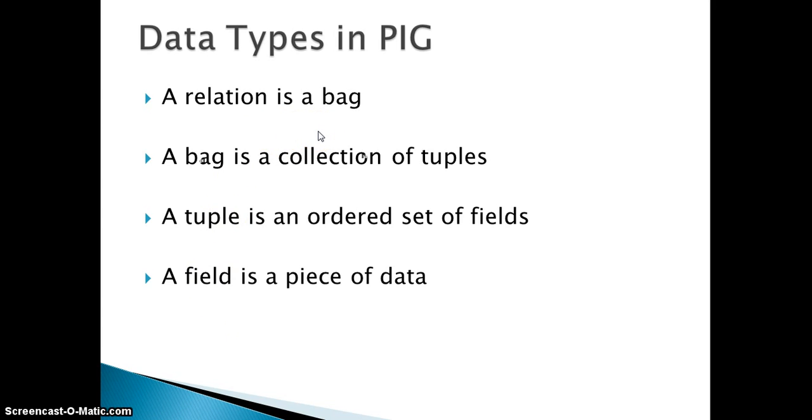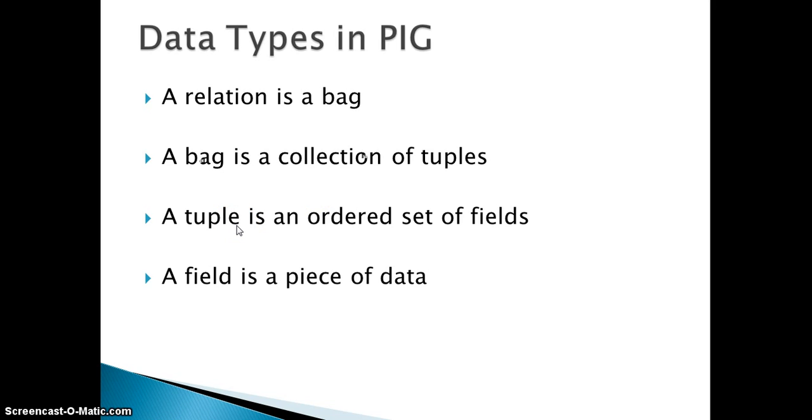Okay, what does a table contain? It contains a collection of rows, right? Tuples. It contains a collection of tuples or rows. A row is an ordered set of columns. A column contains the actual piece of data, right?